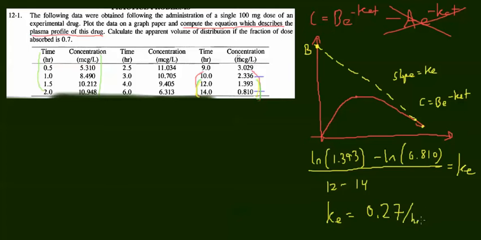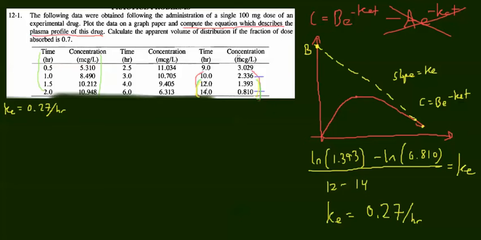And what I like to do is just write my values down on the side so I don't get lost. So KE is equal to 0.27 per hour. For the test, especially, you're going to work with a lot of numbers. Once you find KE, the next step is to find B. And finding B is easy because we can just plug in any time.